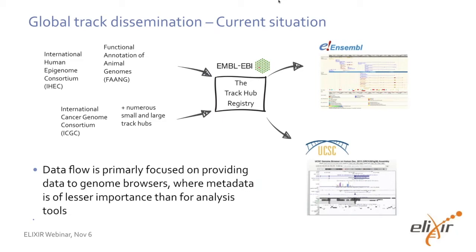This data flow is very powerful, but it has one main weakness: it's mostly focused on getting data to the genome browsers, and the metadata is of lesser importance. In the genome browser, the metadata is of lesser importance than it would be for analysis tools. So being able to extract metadata from the TrackHub Registry would be a very important use case for many users.